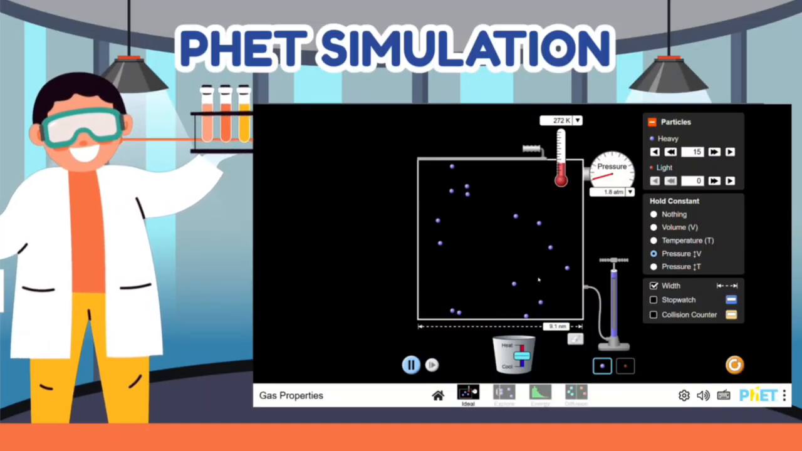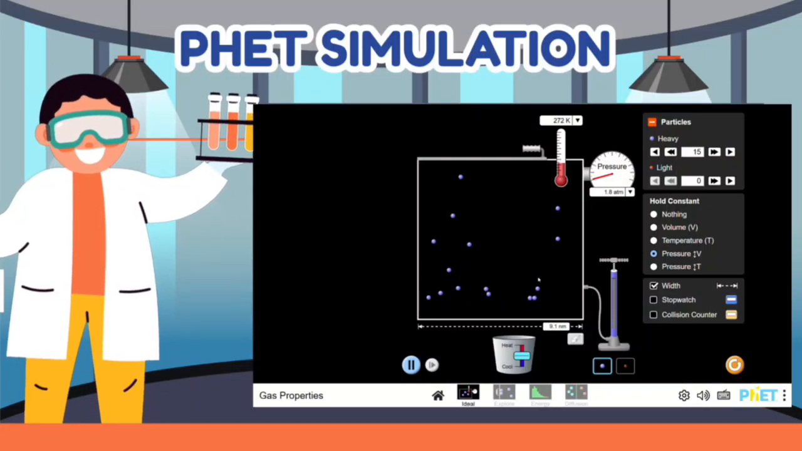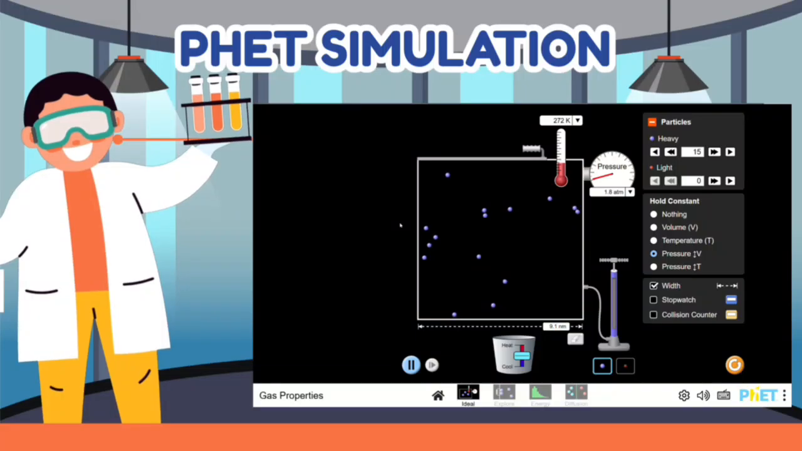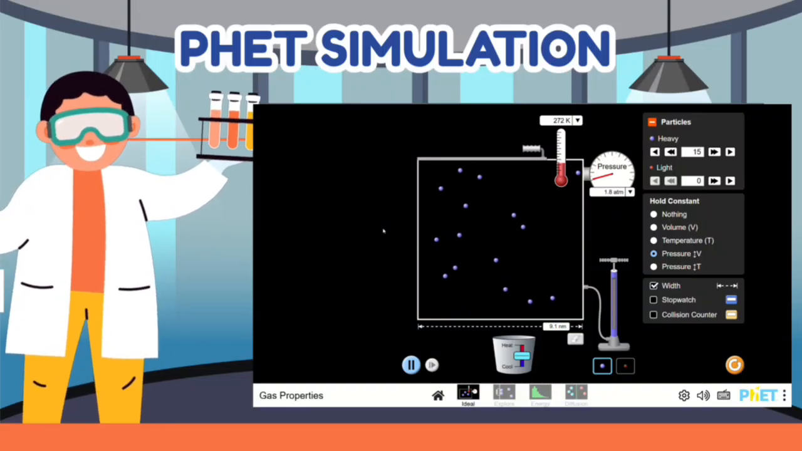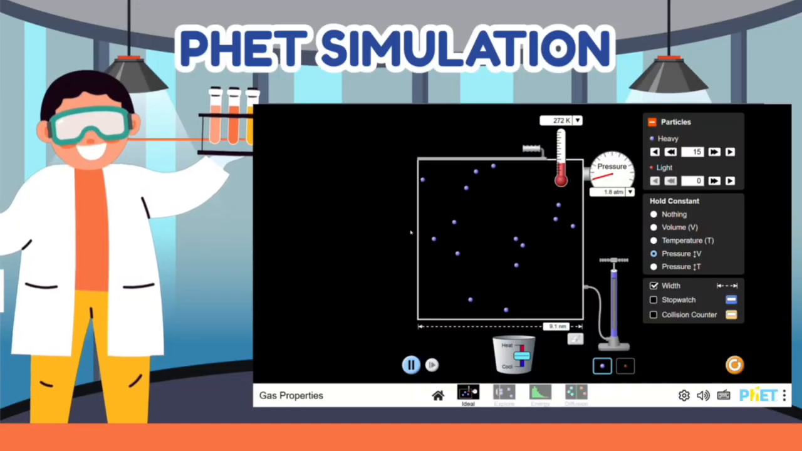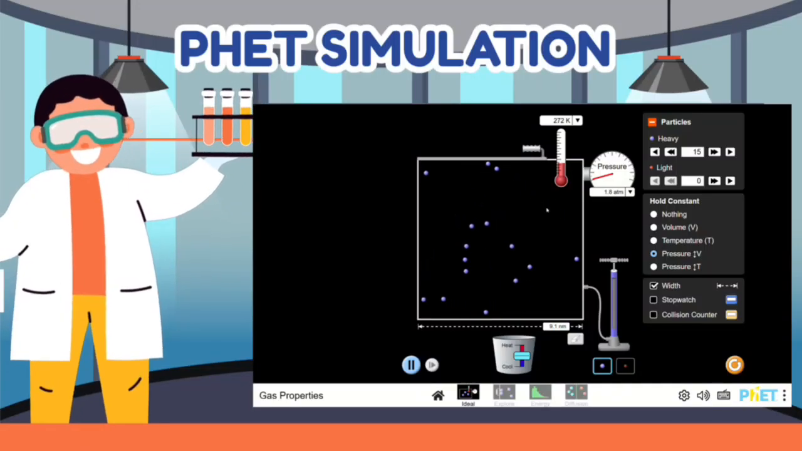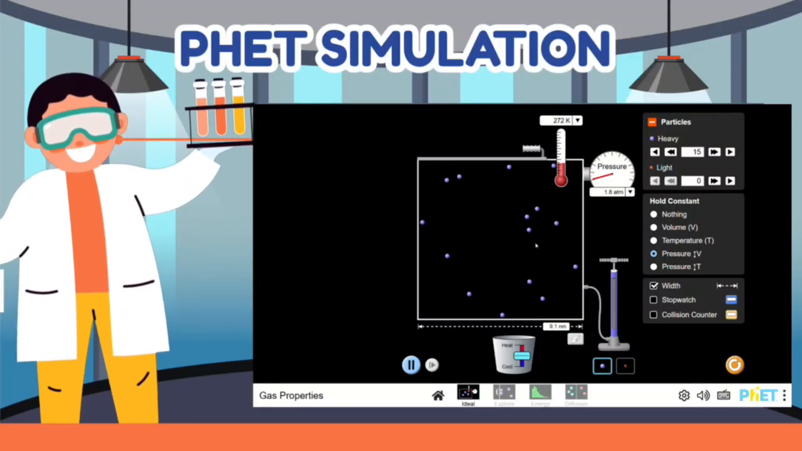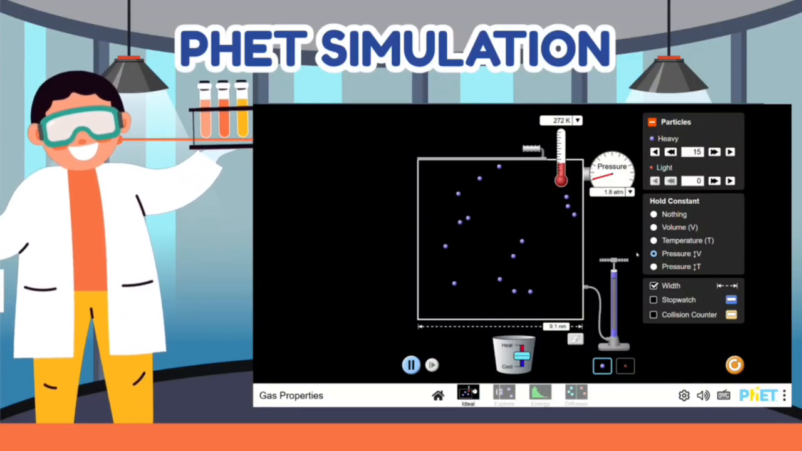Giving a short summarization, even though the piston moves sideward in this simulation, it still represents the volume of the gas. And when the piston moves to the left, the gas expands, meaning the volume increases. And when it moves to the right, the gas container contracts, meaning the volume decreases. With the pressure kept constant, we can clearly see that increasing temperature increases volume and decreasing temperature decreases volume.